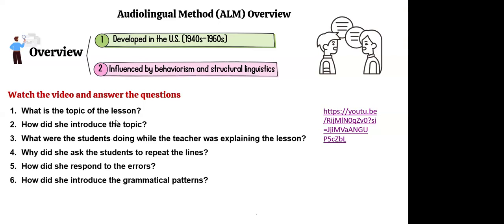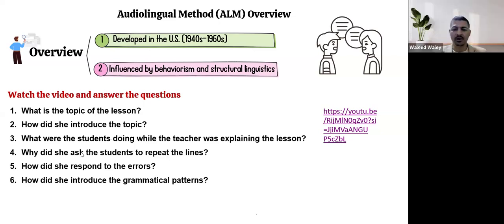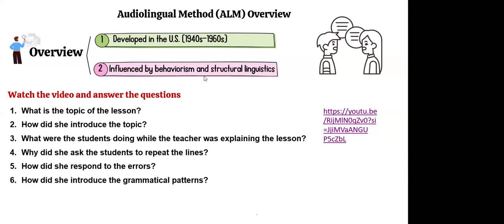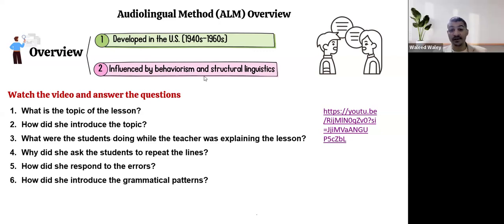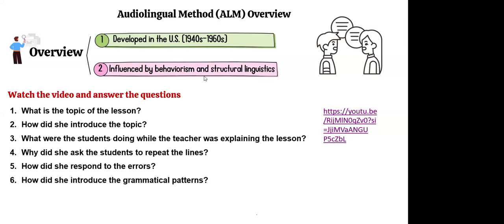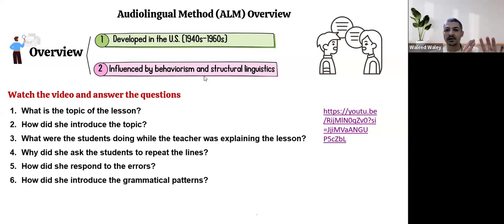And what did she ask the students to repeat? Why did she ask the students to repeat the lines? What do you think? To model the language itself from the pure source, the teacher. Yeah, she modeled the dialogue, okay? But why did she ask the students to repeat after her? To avoid mistakes. If they read, they make mistakes, but if they listen and repeat, they will imitate the teacher. Yeah, and to memorize the lines. Yeah, definitely, I agree with you.